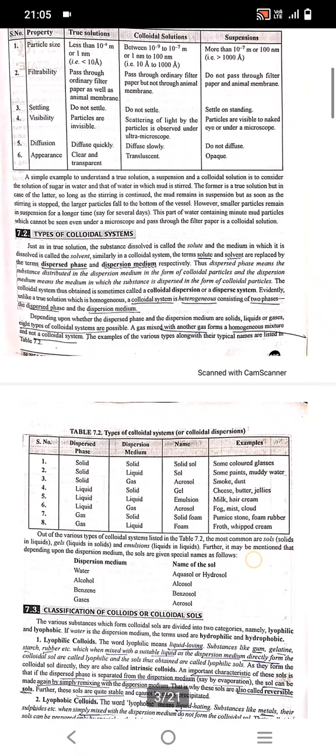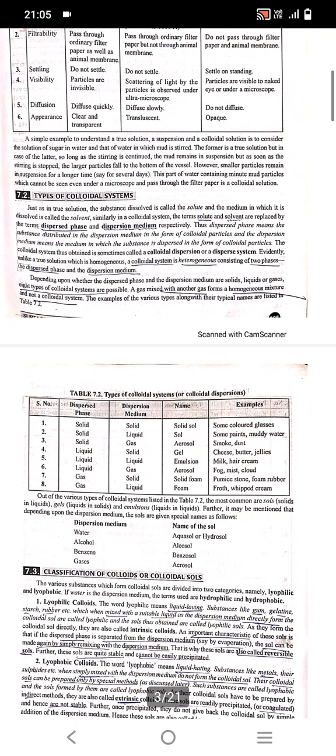Types of colloidal systems or colloidal dispersions: disperse phase, dispersion medium, name, example. First, solid in solid: solid sols, some colored glasses. Second, solid in liquid: sol, some paints, mud. Third, solid in gas: aerosol, smoke, dust. Fourth, liquid in solid: gel, cheese, butter, jellies. Fifth, liquid in liquid: emulsion, milk, hair cream. Sixth, liquid in gas: aerosol, fog, mist, cloud. Seventh, gas in solid: foam, pumice stone, foam rubber. Eighth, gas in liquid: foam, whipped cream.